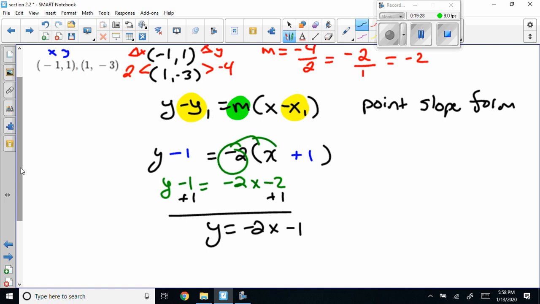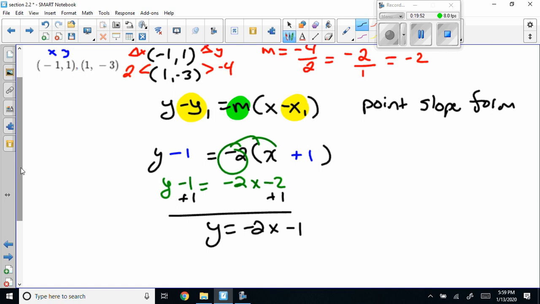It's the most underutilized formula or equation we have out there. But its whole purpose is to write the equation. You have a point and a slope, right? That's its whole purpose. That's why that formula came about. So utilize it. It's probably one of the most powerful things you can do.